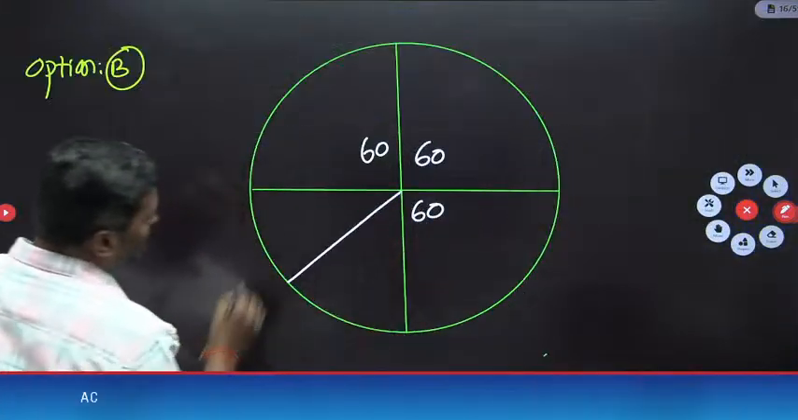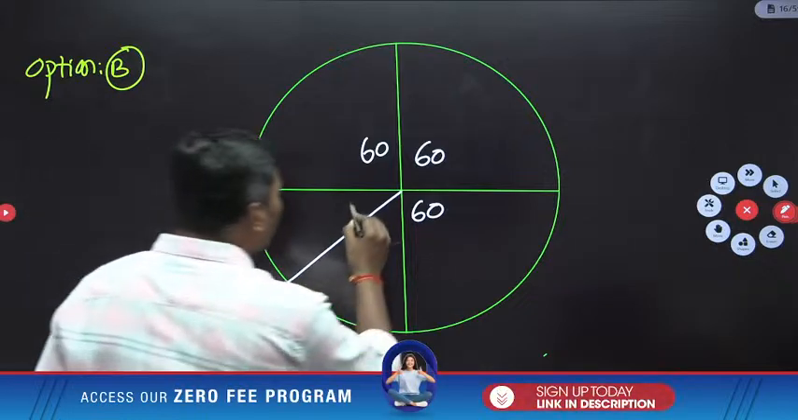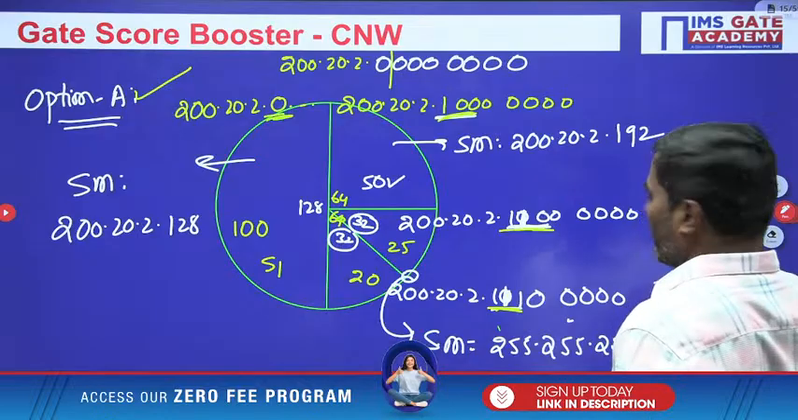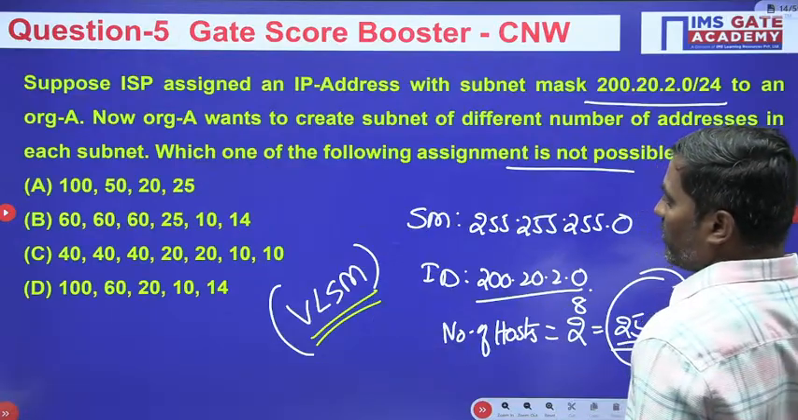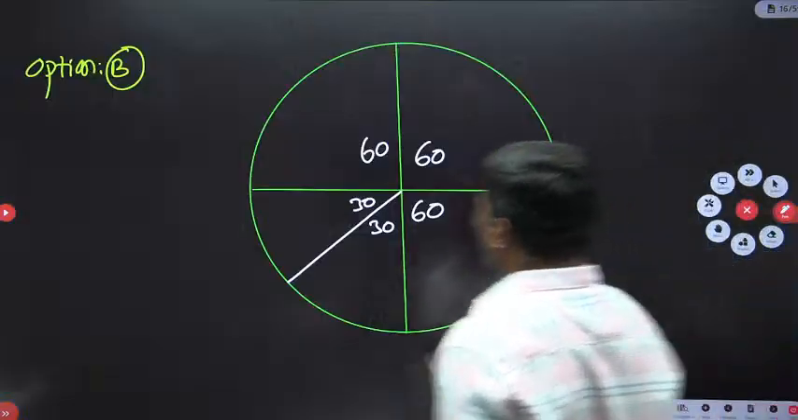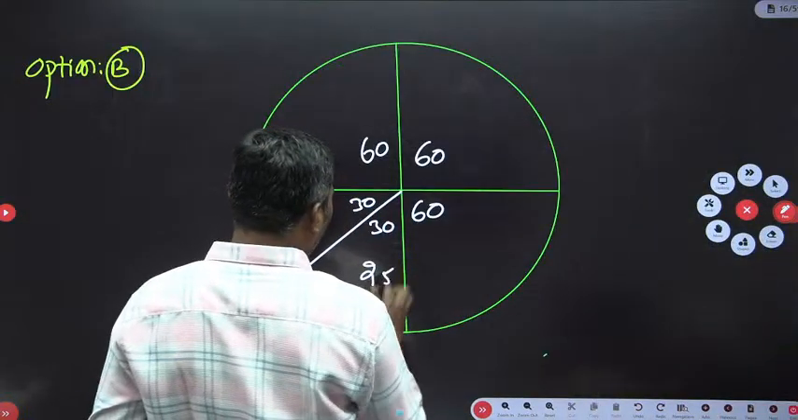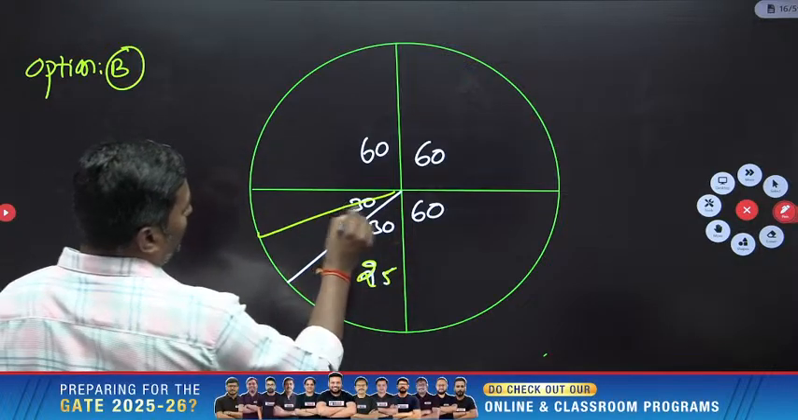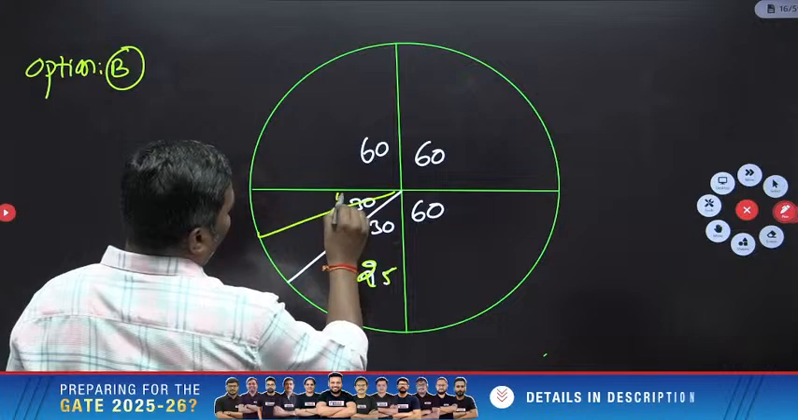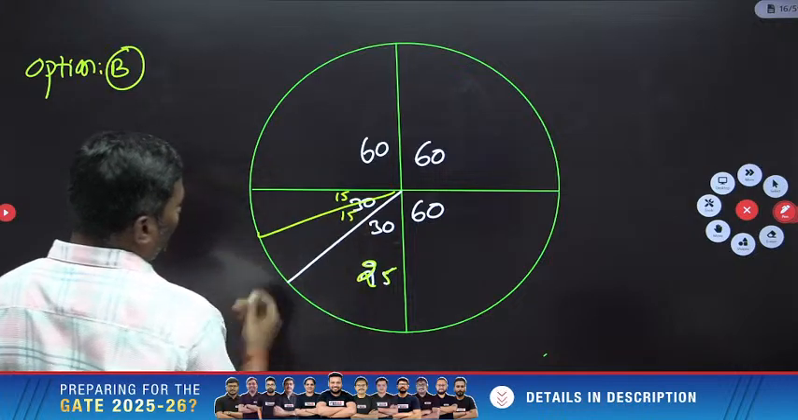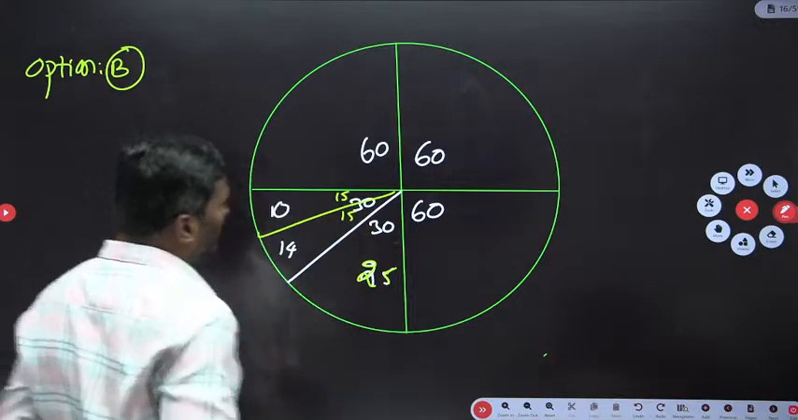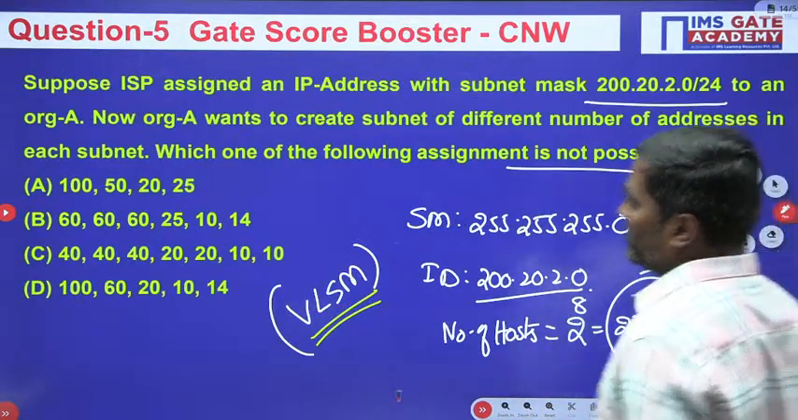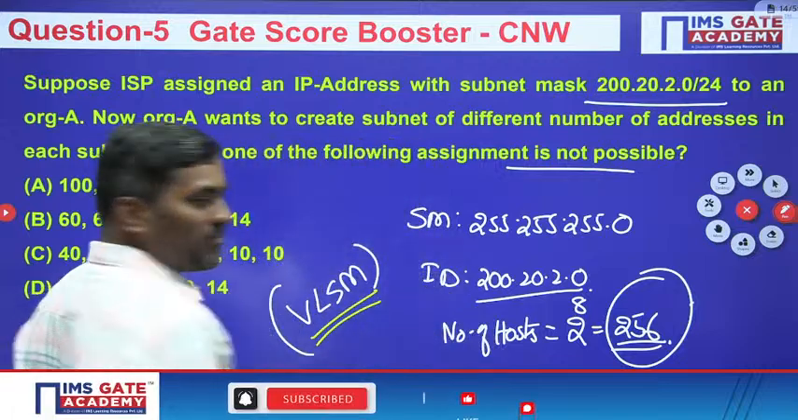So I will divide this one further. This size is 30, this size is 30. So therefore I can assign 25. Suppose I assign 25 here. Now here further I will do the division. Here theoretically 15 is possible. Now 14 and 10 I can assign, yes, 10 and 14. This is also possible.